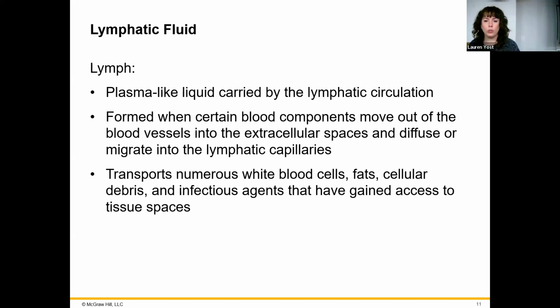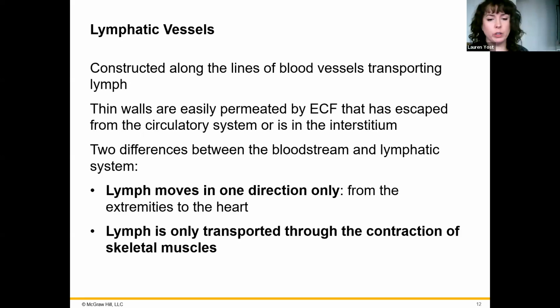So the white blood cells that were in the area, there could be fats, cellular debris from any sort of damaged cells in the area, nutrients from the area or that were going to the area. Infectious agents that had access to tissue spaces will now get moved through the lymphatic fluid because that extracellular fluid is pushing it into that drainage system. Okay, that's what the lymph is for. That's what the fluid is for.